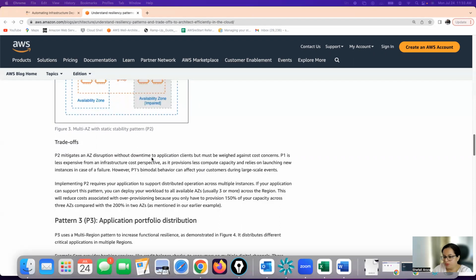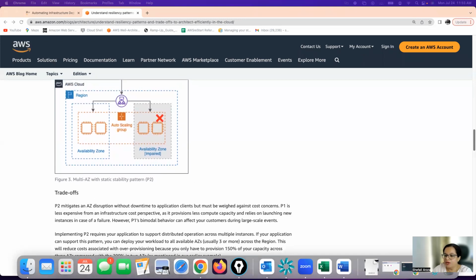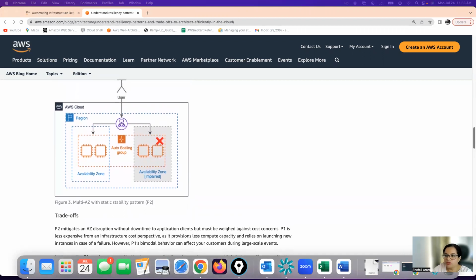So I would like to change my statement which I made before. No downtime here for the application clients, but it must be weighed against the cost concerns, right? Because we are providing multiple instances and there is no single point of failure, that is the reason we are investing more here. Now, implementing P2 requires your application to support distributed operations across the multiple instances.